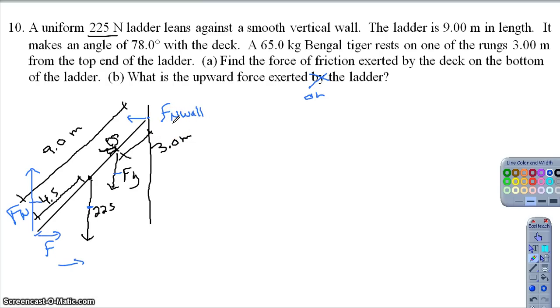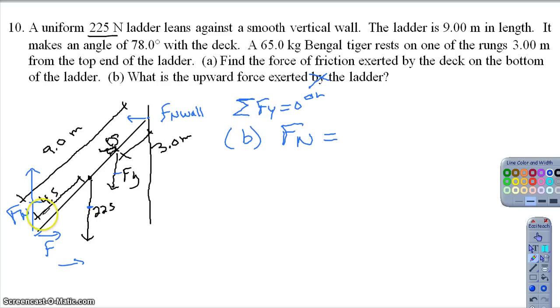Okay, so now that we've identified all the forces, part B is actually the easier part. If I want you to find the normal force exerted on the ladder, I don't need to involve torque. So I'm actually going to go ahead and start with part B. The only thing we have to recognize is that our net vertical forces, the sum of our total vertical forces, has to equal 0.